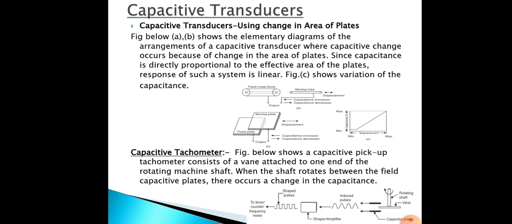Capacitive tachometer. Okay, we'll go to capacitive tachometer. So here this capacitive pickup tachometer will be consisting of a vane. You can see in the diagram, it will be having a vane attached to one end of the rotating machine shaft. So here one rotating machine shaft will be there. When the shaft rotates between the filled capacitive plates, there occurs a change in the capacitance. So when the rotating shaft varies, at that time there will be change in the capacitance over here. Like this capacitive tachometer will work.